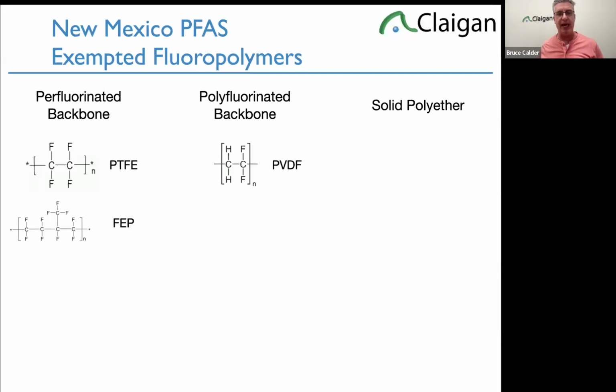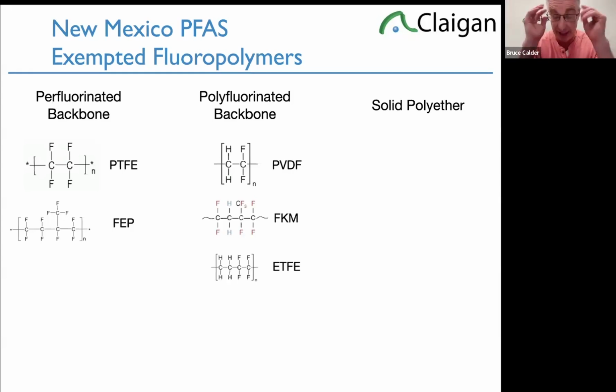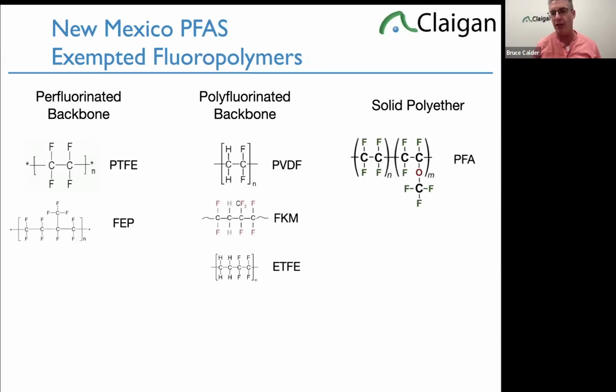PVDF is a combination of carbons, hydrogens, and fluorines. So that's polyfluorinated. Might not mean a lot to you, but anyways, PVDF, Kynar, is a fairly common material. FKM, Viton, is a polyfluorinated carbon-only backbone. ETFE is literally if polyethylene, which is the first half, the E, ethylene, had a child with PTFE, which is the TFE side. Mommy was polyethylene, daddy is PTFE. It's ETFE. And that's a good portion of your high temperature wires there. It is a polyfluorinated carbon-only backbone. Then there's the polyether, where polyether means carbon, oxygen, carbon.